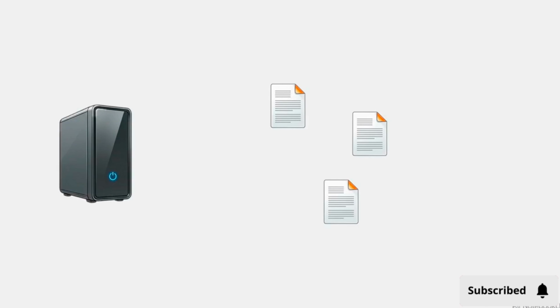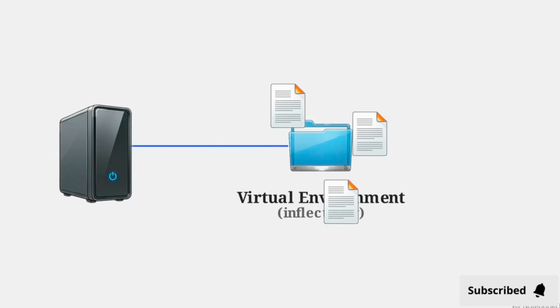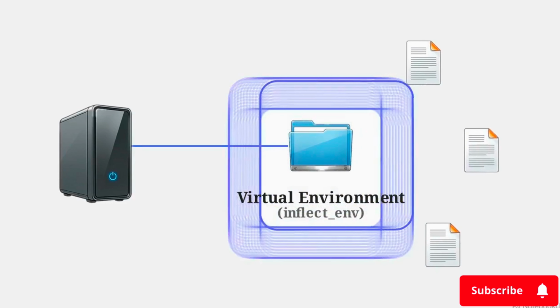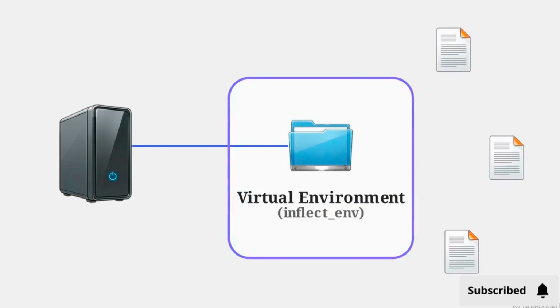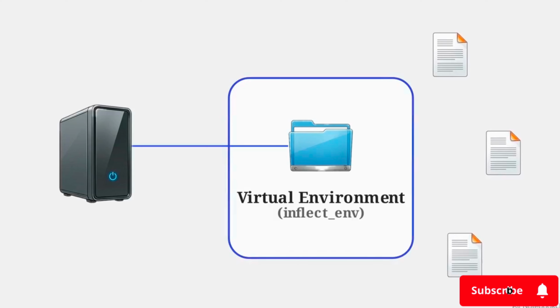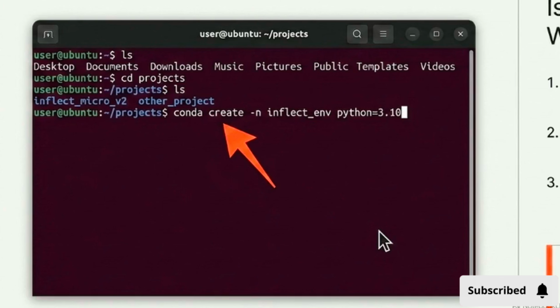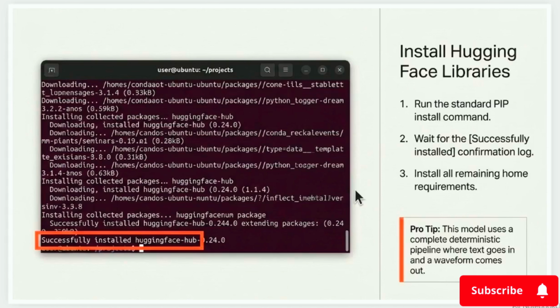The first step in local AI development is creating an isolated workspace. This prevents new libraries from creating dependency conflicts with existing local AI tools. Open your terminal and execute this Conda create command to establish a clean virtual environment. Once the environment is active, install the requirements.